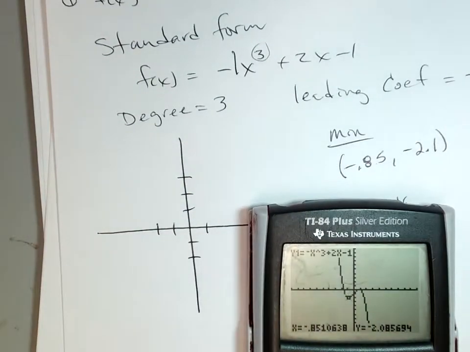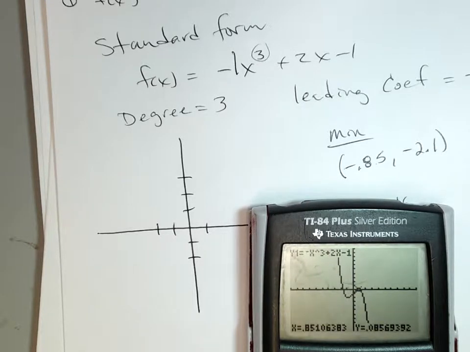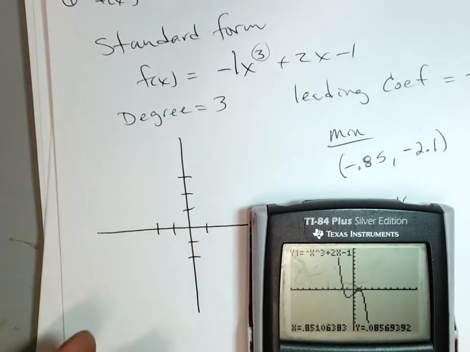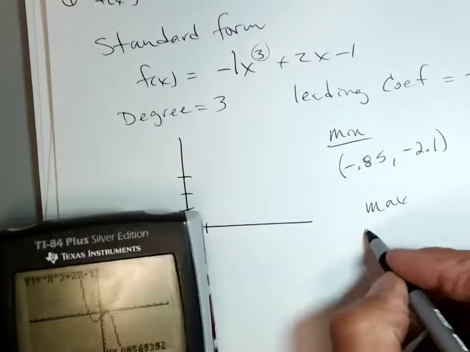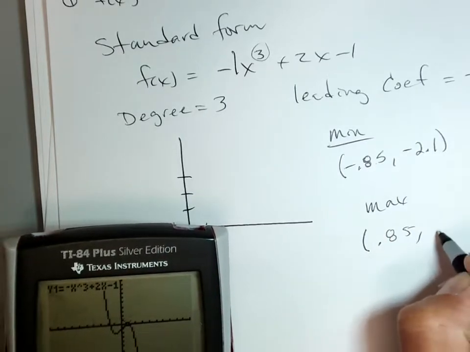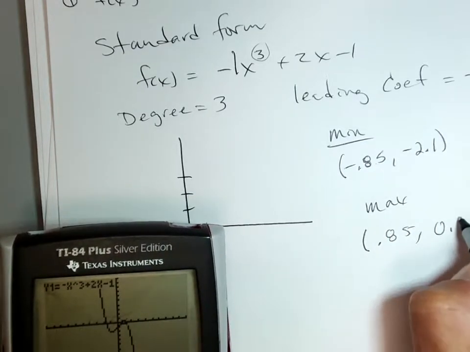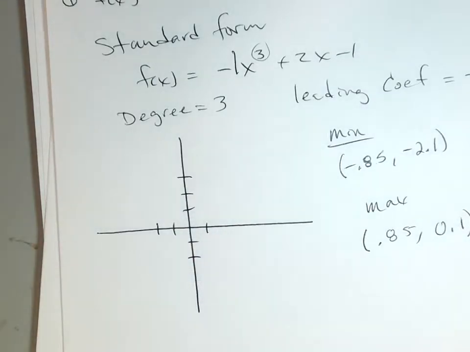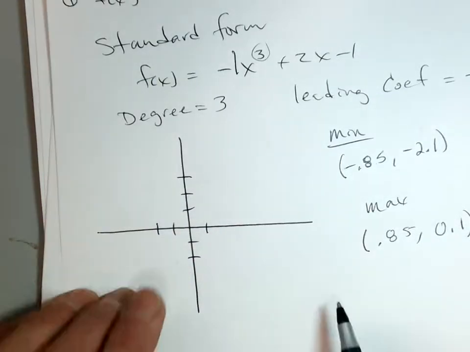And my maximum, I'm going to find that in a second by using my trace button. So I'm going to go over to the max, which looks about 0.85 and about 0.1. I'm going to round it, 0.85 and about 0.1, okay? There's my max.